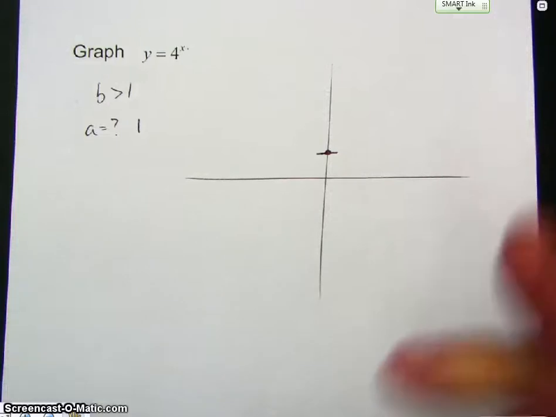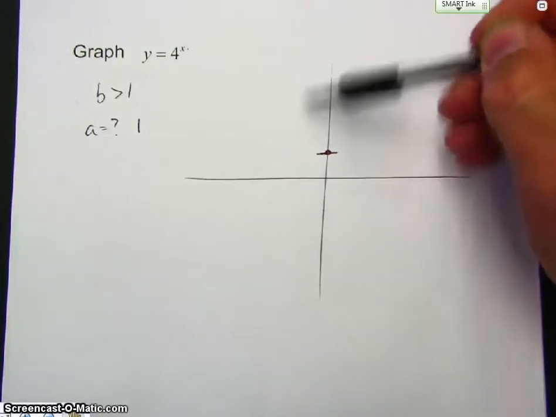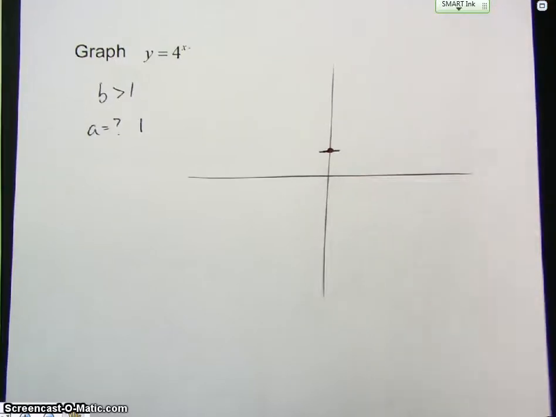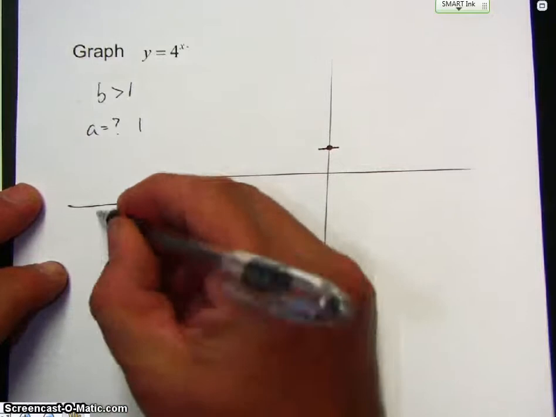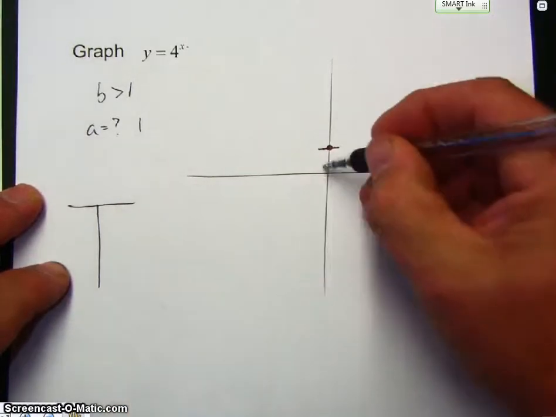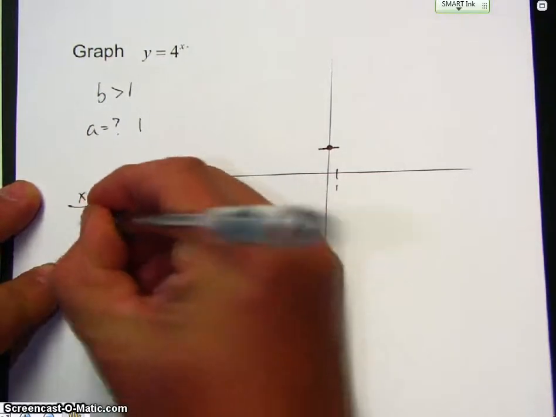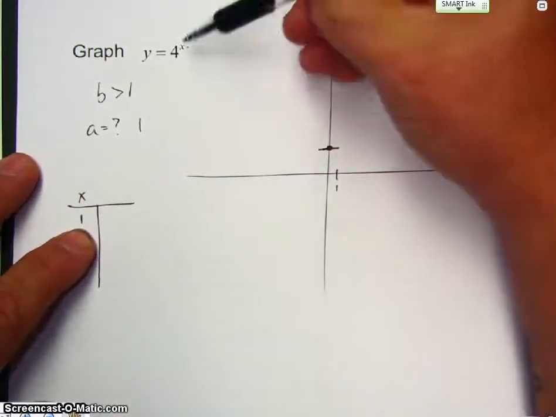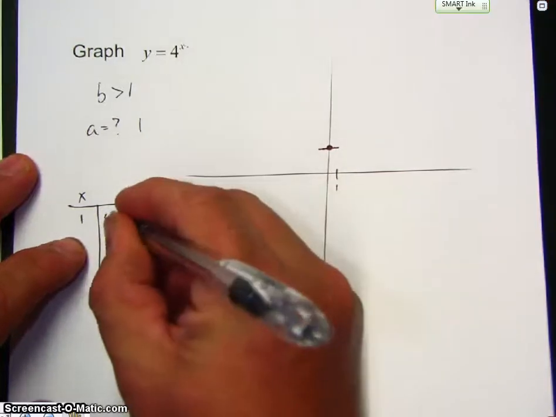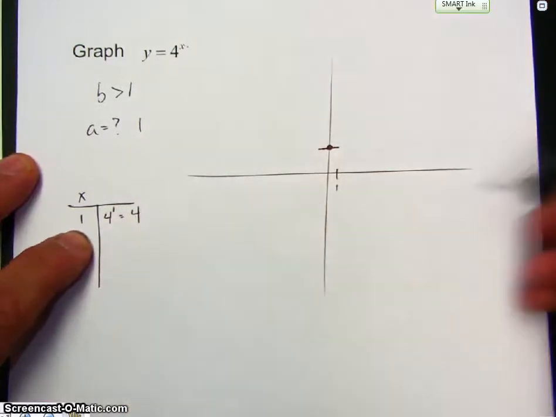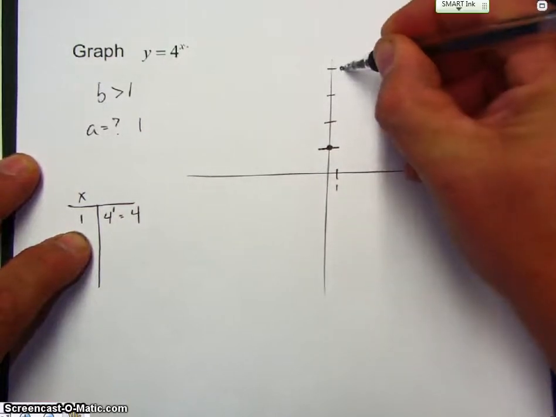Now I just want two other points. I want one point on this side of the y-axis and then one point on this side of the y-axis. And then I'll sketch my curve. So make a little t-table. Let's pick one point past the y-axis. So let's pick 1. So now x is 1. So I put 1 in for x. So 4 to the first power gives me 4. So this is 1, 2, 3, 4. Put a point there.